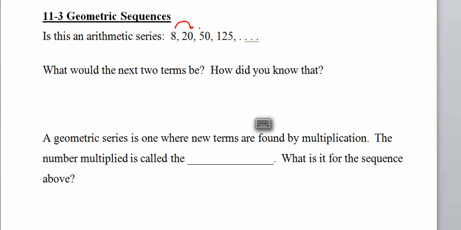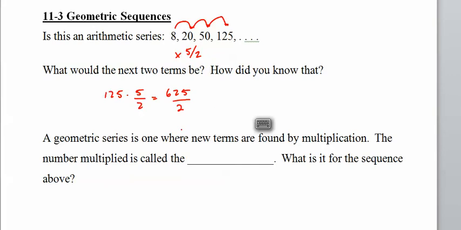How do we get from 8 to 20? How do I get from 20 to 50? How do I get from 50 to 125? It's not clear on these, but I'll show you real quick how to do it. It's multiplying by, boy, I think I would have prepared better for this, by 5 halves. There you go. So the next term would be 125 times 5 over 2, which is 625 halves.